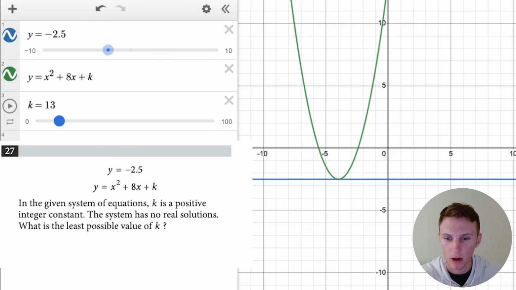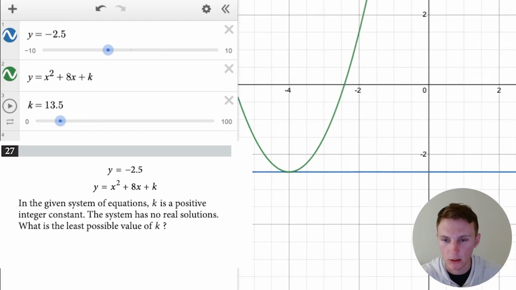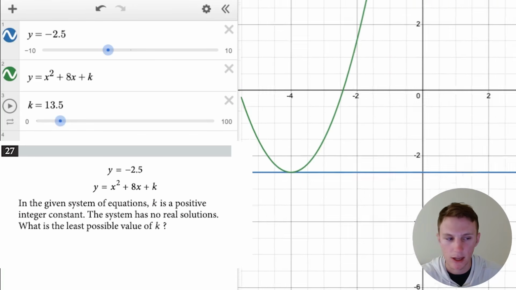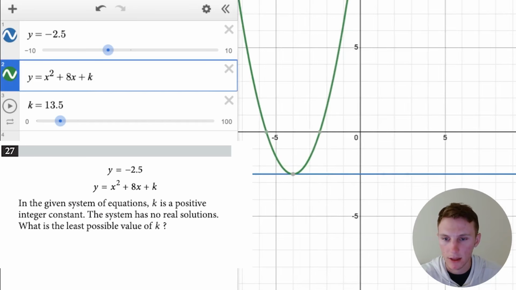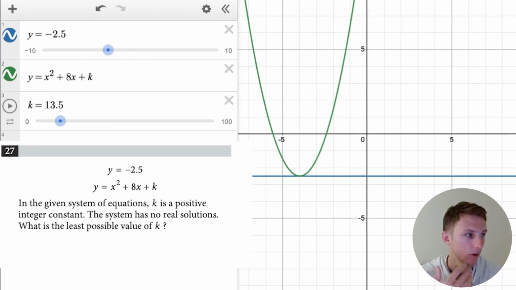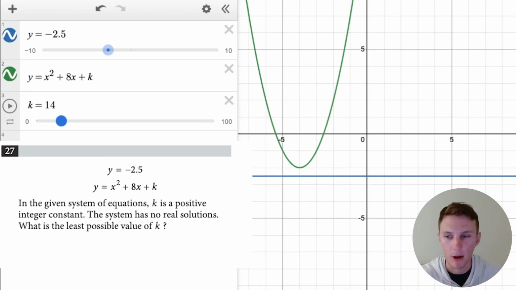But anyways, we have to go to exactly the moment where it touches. Here, let's really zoom in. Yeah, here looks like that's the moment it touches. And then the question asks for an integer k, so we just got to go up one more, and then that will be our answer.